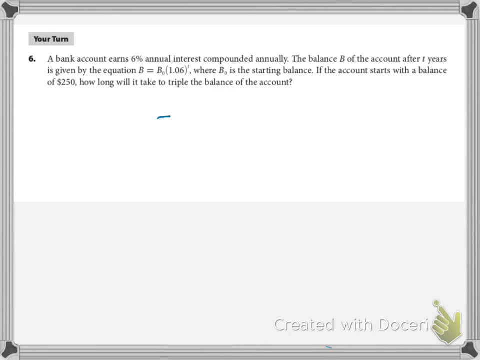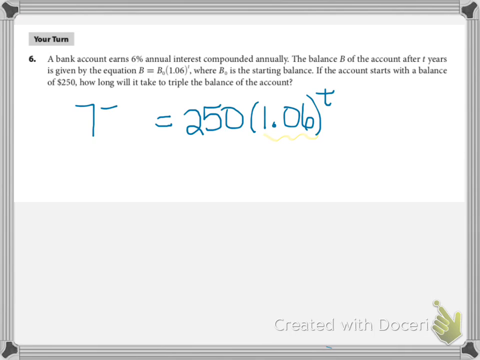So taking a look at the equation that would result, the original investment of B sub 0 is $250. It's being multiplied by 1.06 to the T power. This right here is the growth factor, and T represents how many years that happens for, and we want to know when it triples. Well, if you triple $250, you would get $750.